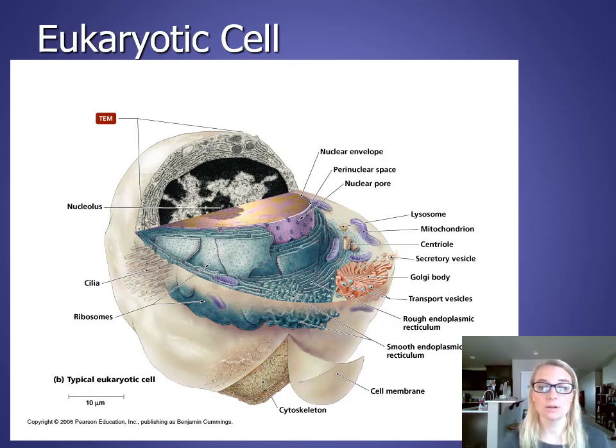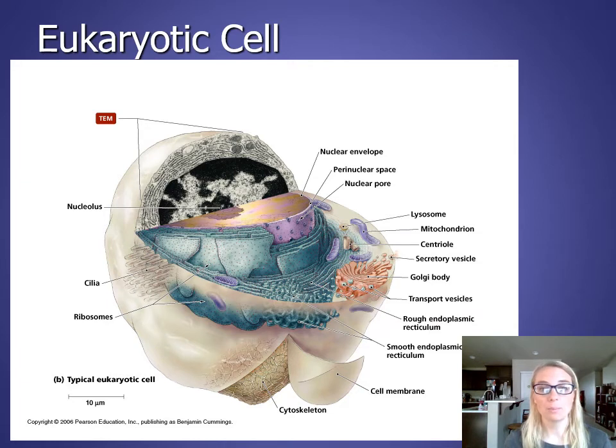So eukaryotic cells are cells that have a nucleus, a membrane-bound nucleus. That's what eukaryote means, true nucleus. And prokaryotic cells, pre-nucleus, do not have a membrane-bound nucleus. So that's kind of their defining feature. But along with having a membrane-bound nucleus, eukaryotic cells have a lot of other things too. They're typically larger in size.